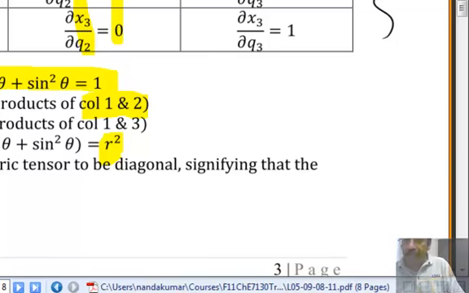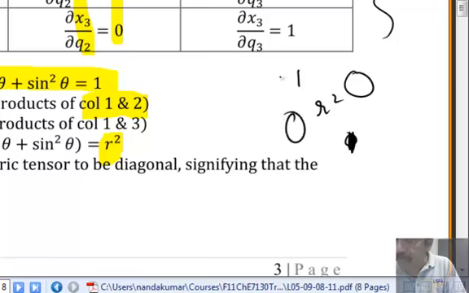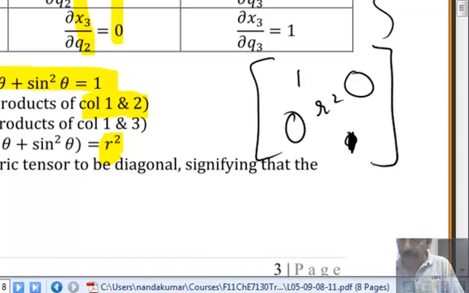And if you fill the rest of them, you will find that it is diagonal, and the last one will be 1. So the metric tensor will be diagonal with entries 1, r square, 1, and everything else is 0. That is going to be your metric tensor. All the off-diagonal elements are 0. That assures you that the cylindrical coordinate system is orthogonal. At every point of intersection, the 3 coordinate lines are perpendicular to each other.